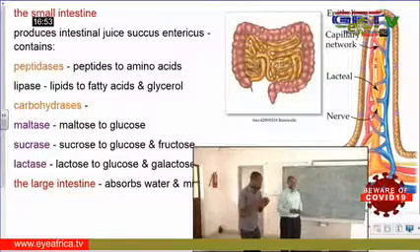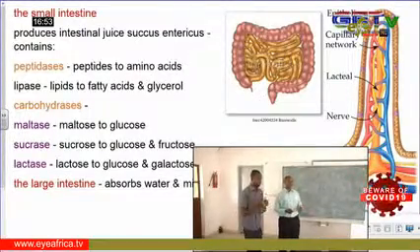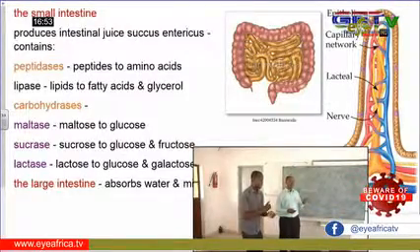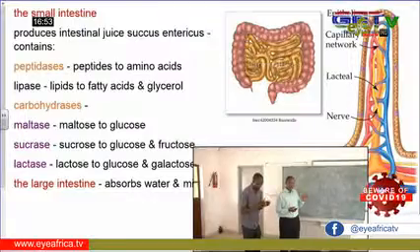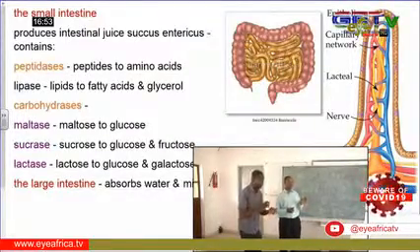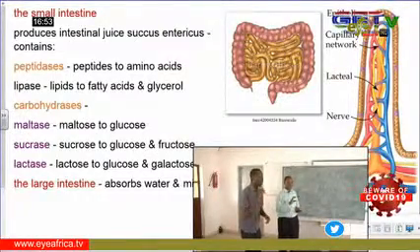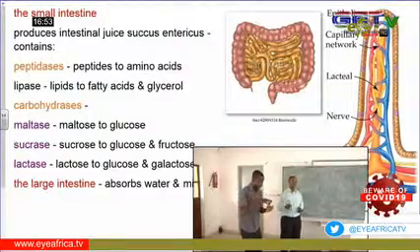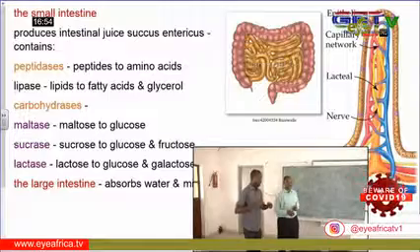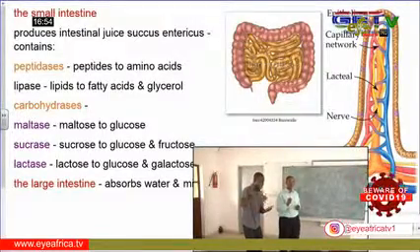The small intestine produces intestinal juice, or succus entericus. It contains peptidases. These are protein enzymes. They change peptides, which are smaller molecules of proteins, because the bigger molecules you just call proteins. The smaller molecules, we call them peptides. So peptidases will change the peptides to amino acids. These are the final molecules of the protein. Lipase will change lipids to fatty acids and glycerol. Remember, lipase works on fats and oils, which generally we call lipids.